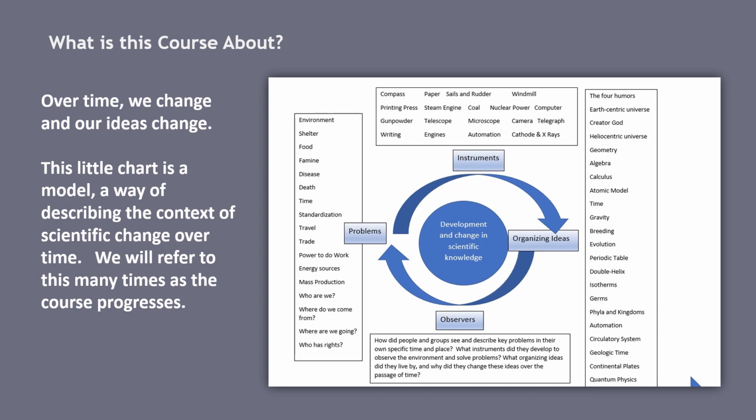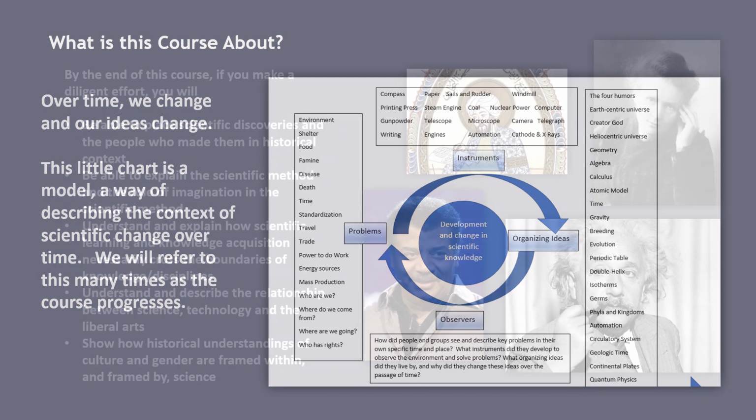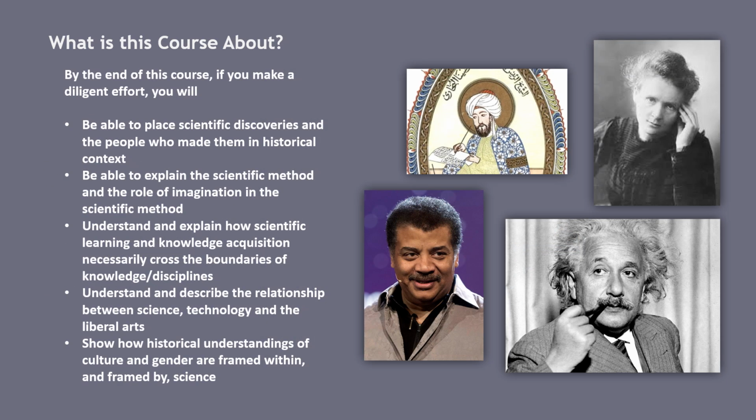But that's only one way of thinking about progress. You can also think about progress as human happiness. And human happiness is not necessarily tied to scientific progress. And we'll talk about that in this course.